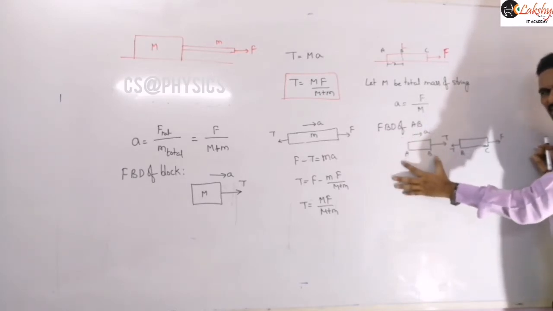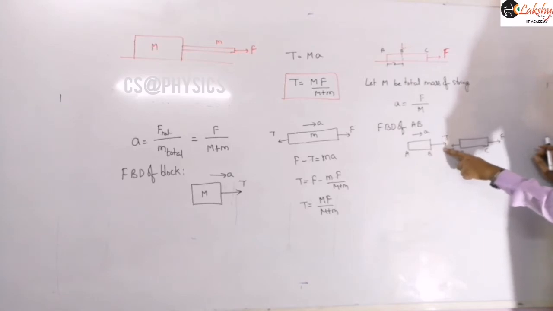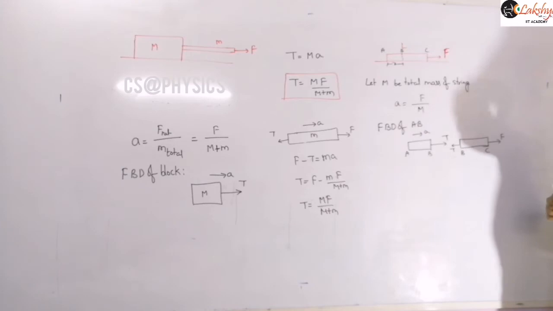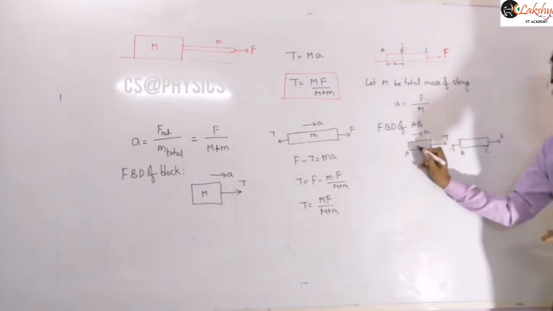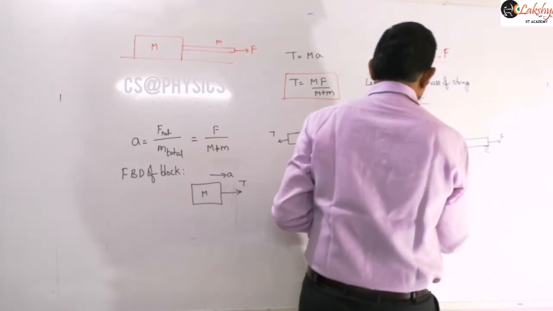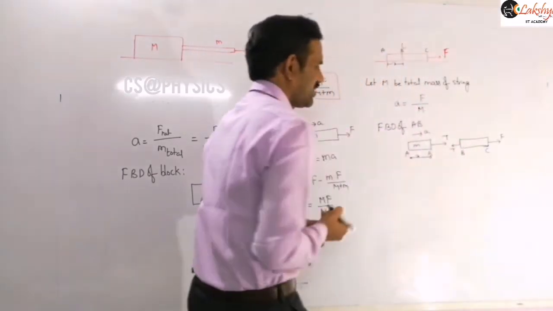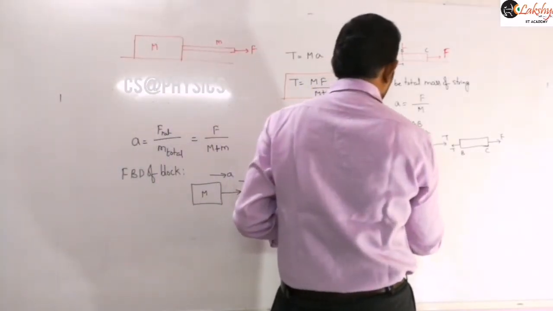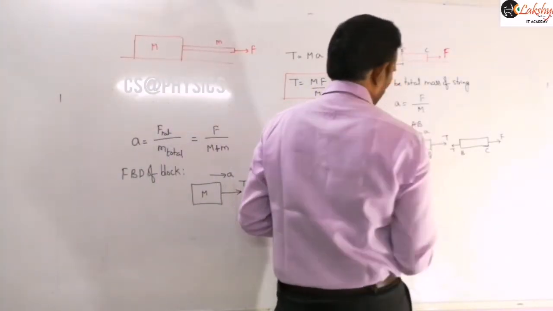Now for this AB, the only force is tension and it is accelerating with acceleration A. Suppose I am taking the mass of this part as M. Now let us write the force equation for this. The force equation I can write as T is equal to MA.